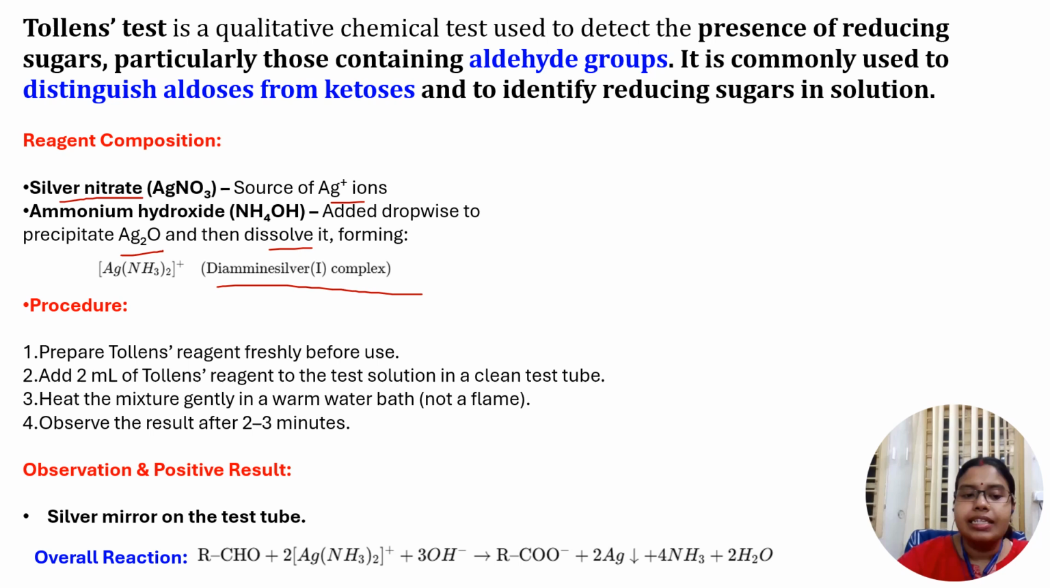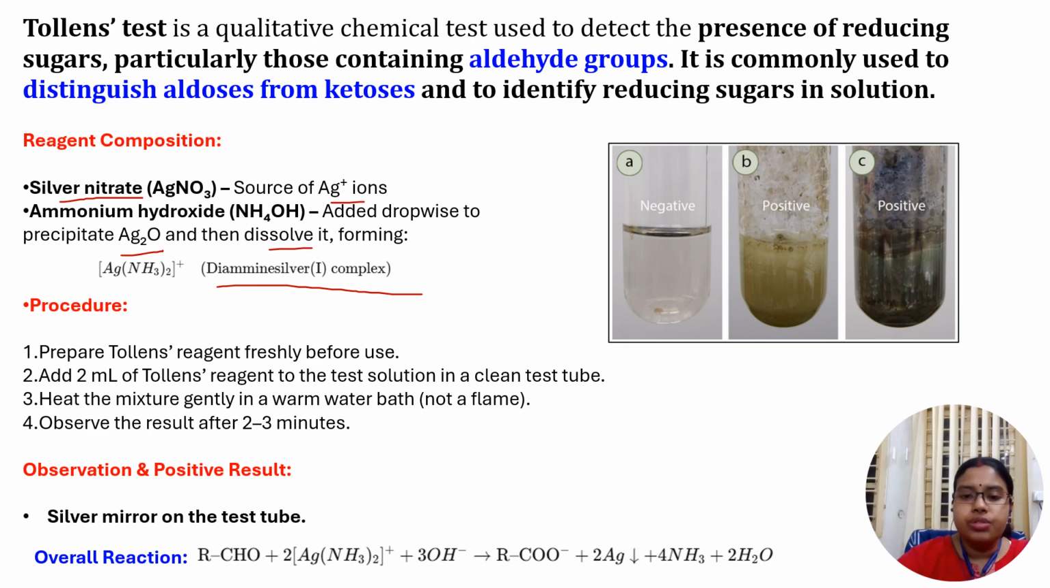in a clean test tube. Heat the mixture gently in a warm water bath. Observe the result after 2 to 3 minutes. So we can get this type of result, that silver precipitate will come, the mirror like precipitate will form. So silver mirror on the test tube. If the percentage of the aldose group is less, then some gray color precipitate will appear.